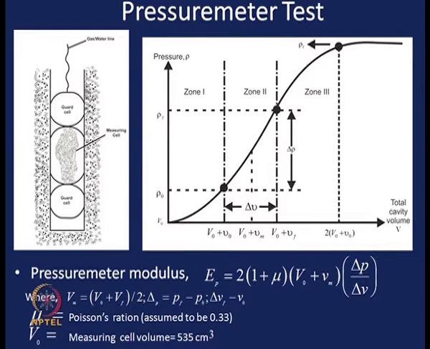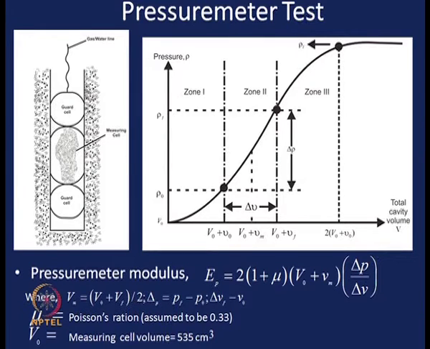So, this is the total cavity volume and this is the pressure P. This is the initial volume of the measuring cell. Then there are three stages: zone 1, zone 2 and zone 3. Zone 1 is called the reloading zone, because due to drilling, the soil in this hole is not in its in situ condition, so the volume will change.